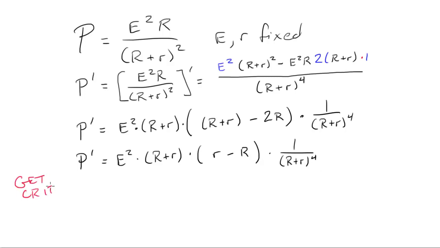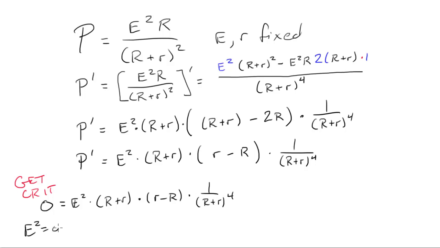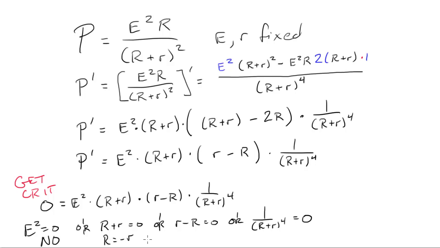Set the derivative equal to 0. It's in factored form, so the only way you get 0 is at least one of those terms has to be 0. So either E squared is 0, or capital R plus little r is 0, or little r minus capital R is 0, or the denominator term is 0. Well, E squared's not 0. Resistance can't be negative, so nope, that's not allowed. Oh, there we go, that works. And no, reciprocals can't be 0.